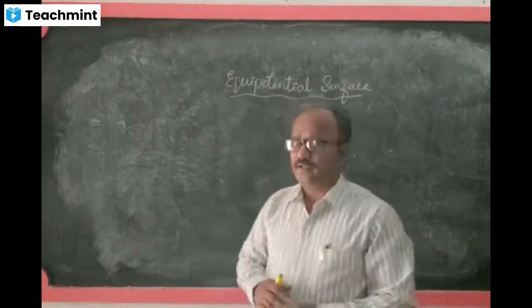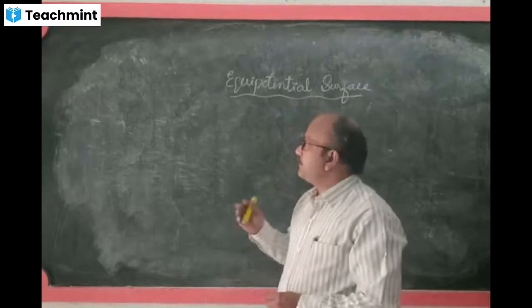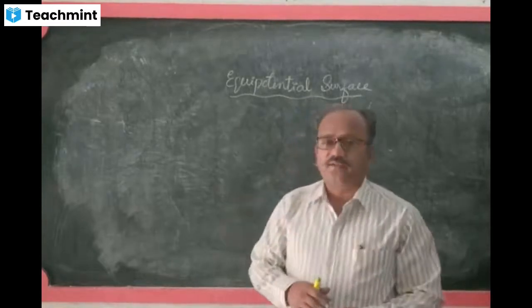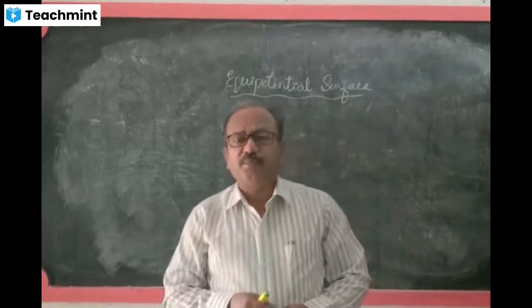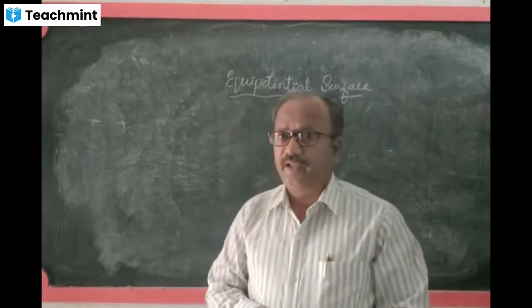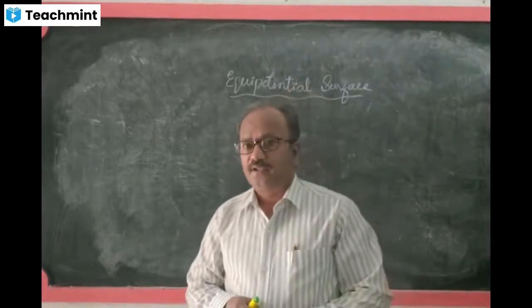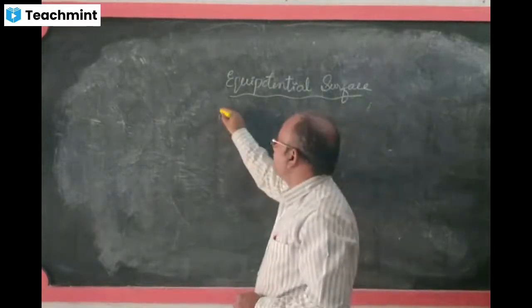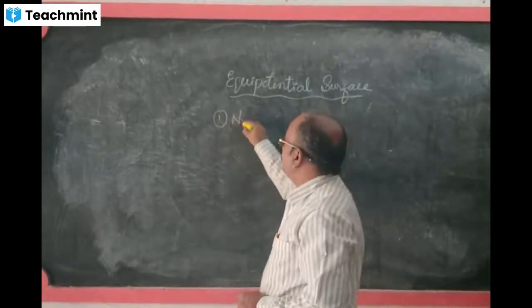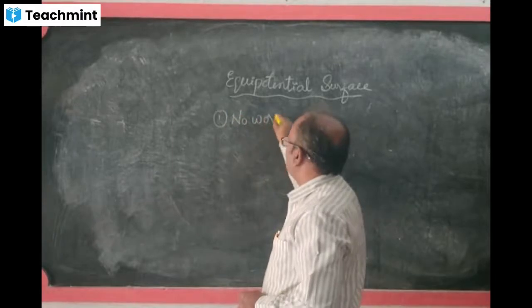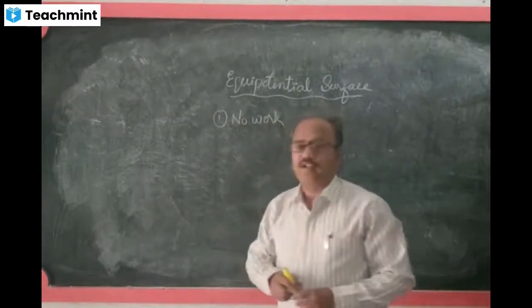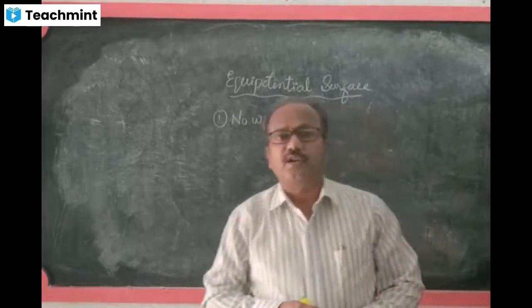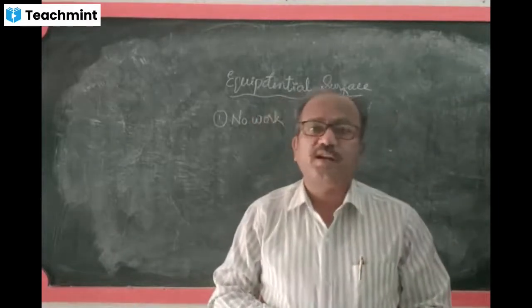Okay. So here these equipotential surfaces have properties. The main property of the equipotential surface is that there is no work to be done on the surface of an equipotential surface. There is no work done.